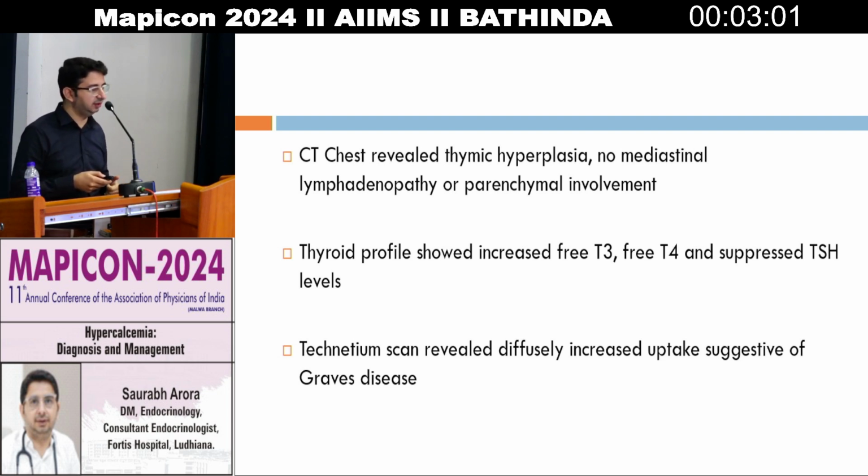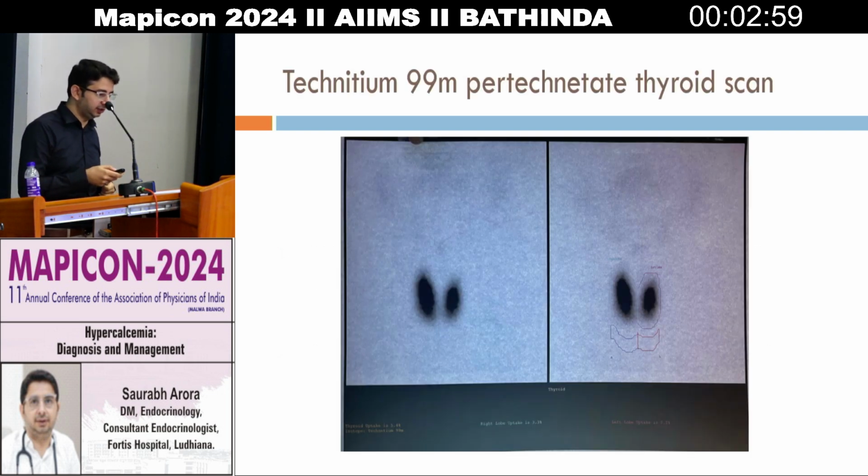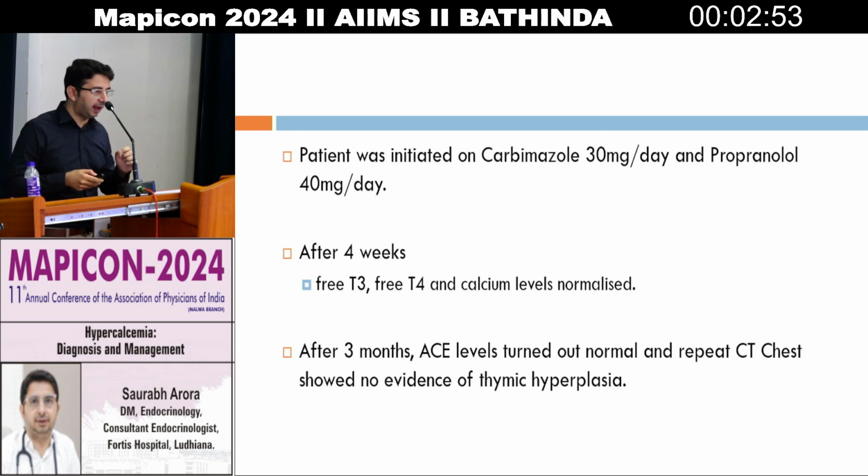Technetium scan suggested Graves' disease. And this is a picture of the technetium scan, which shows diffuse uptake, suggesting Graves' disease. Hypercalcemia is not a very common initial manifestation of Graves' disease. It can occur in 10% of the patients with Graves' disease. So this patient was treated with carbimazole 30 mg per day and propranolol 40 mg per day. After 4 weeks, free T3, T4 levels and calcium normalized. And after 3 months, ACE levels turned out to be normal, and repeat CT showed no evidence of thymic hyperplasia.